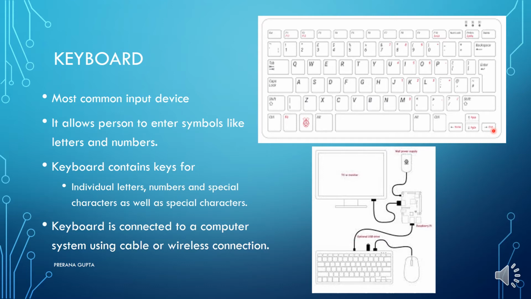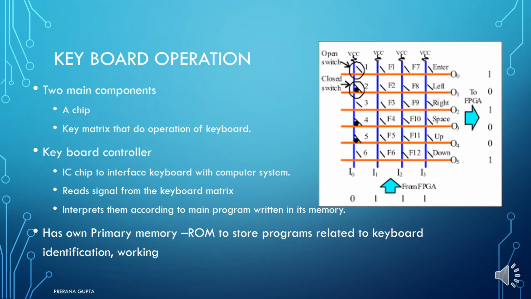A keyboard is connected to a computer system with a cable or a wireless connection. You can see a keyboard is connected to a computer. In this it is shown with a Raspberry Pi. Raspberry Pi is nothing but a kind of controller, or you can say CPU, or processor. In this, your keyboard is connected with the help of a wire.